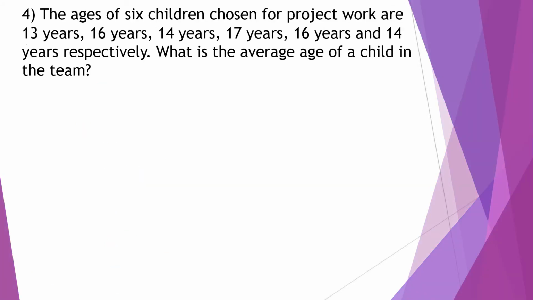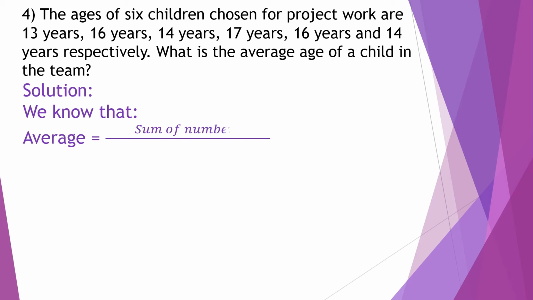Let us solve one more question. Question number 4. The ages of 6 children chosen for project work are 13 years, 16 years, 14 years, 17 years, 16 years and 14 years respectively. What is the average age of a child in the team? Write down the solution. We know that average is equal to sum of numbers upon total number of addends.